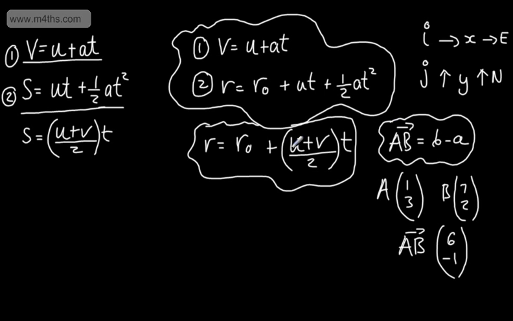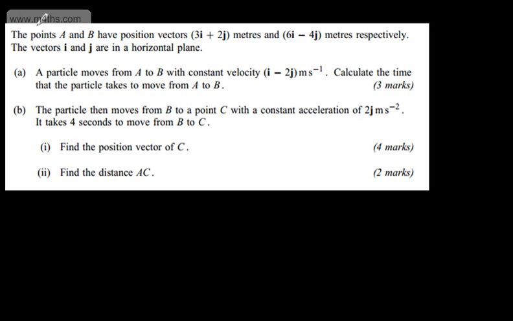So let's go ahead and look at some questions involving these. Each time we do them, I strongly suggest you write the information, capturing it with SUVAT, and then use one of these two equations to solve. So the first question: we're told that points A and B have position vectors 3i plus 2j meters and 6i minus 4j meters respectively. The vectors i and j are in a horizontal plane. In part A, for 3 marks, it says a particle moves from A to B with constant velocity i minus 2j meters per second. We're asked to calculate the time that the particle takes to move from A to B.